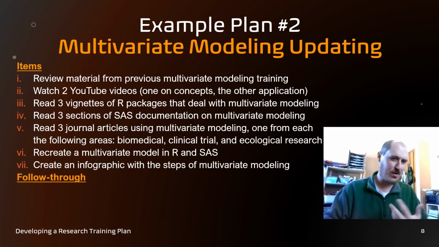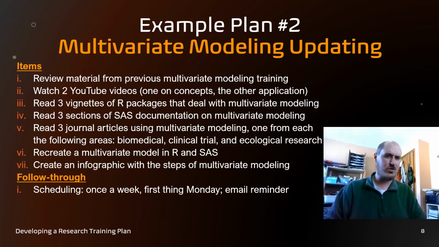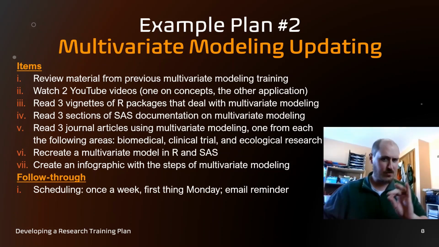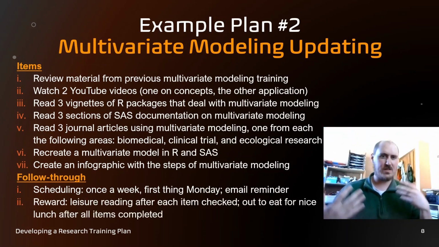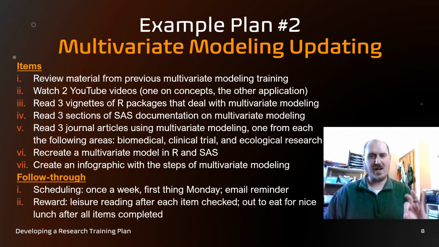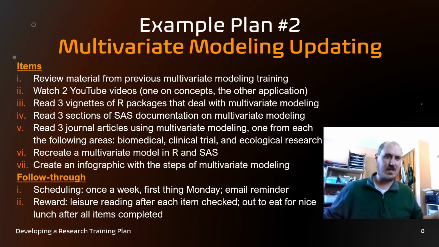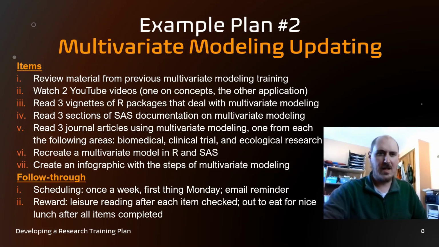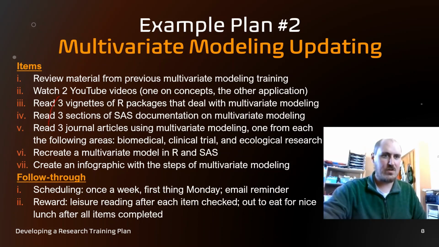Some follow-through I could hypothetically do to keep me on track is schedule just once a week, first thing on Monday, and have an email reminder. And then reward could be some leisure reading after each item checked off, and then maybe go out for a nice lunch after all the items are completed. Again, we can see what's obvious. There's specific numbers of tasks. There's reminders.